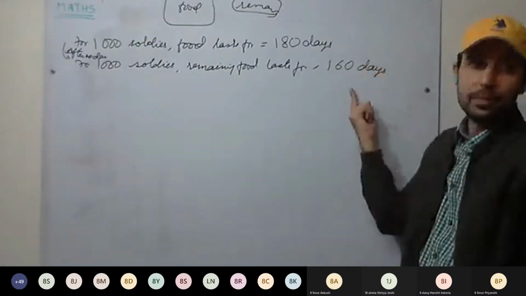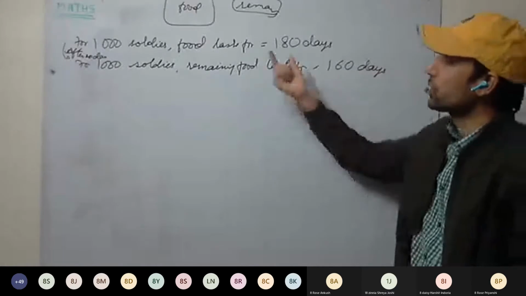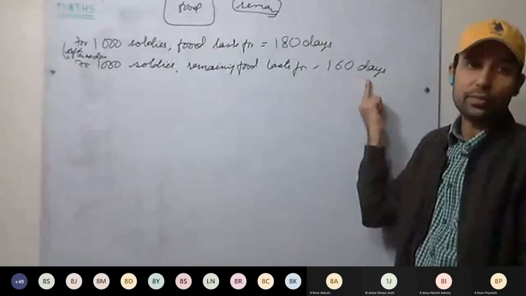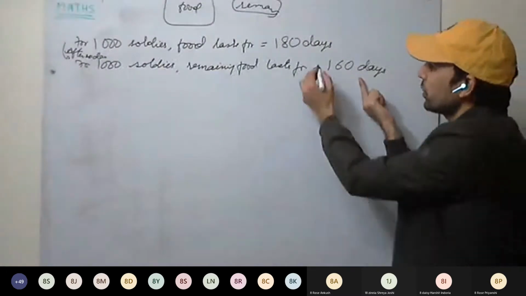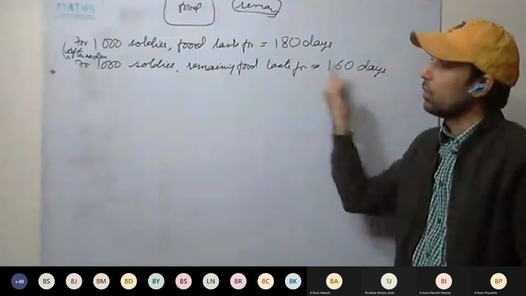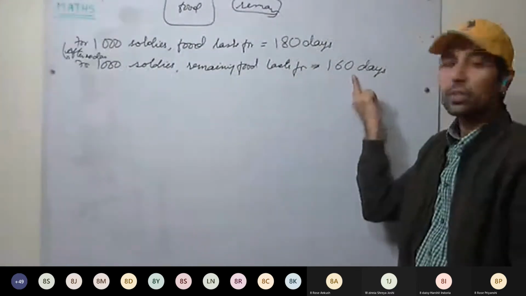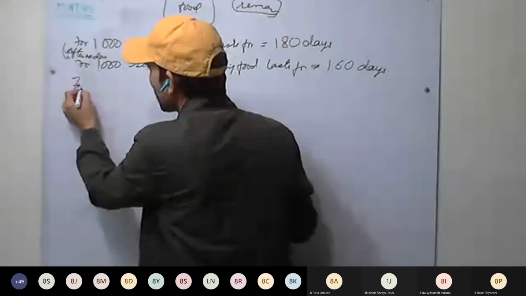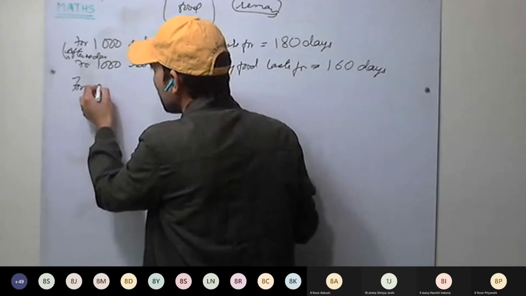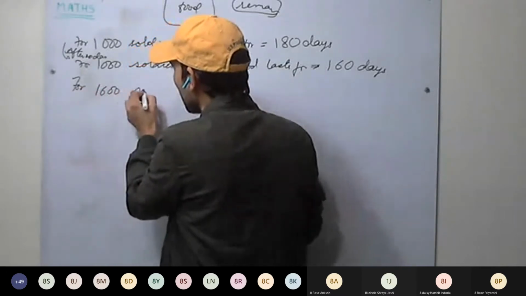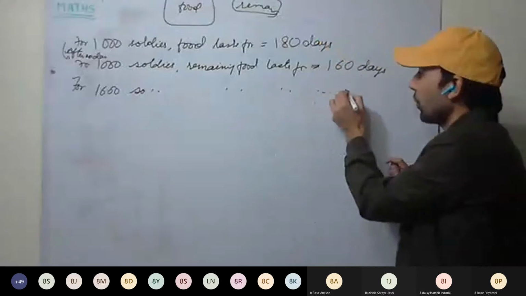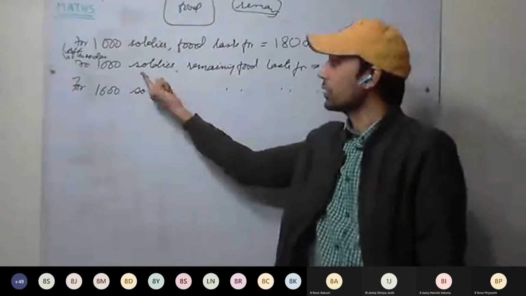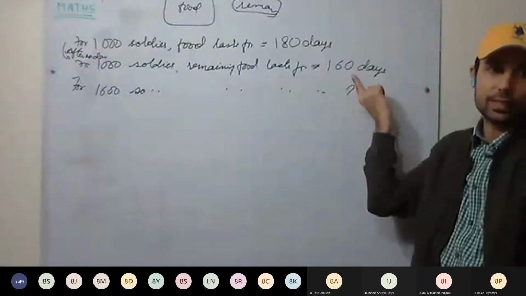This is fine. Have you understood this one? So some food they have eaten for 20 days. And now the remaining food is just for 160 days. Okay. For 1000 soldiers, the remaining food will last for 160 days. But now the soldiers have increased. How many soldiers are there? 1600. The remaining food will last for how many days? This we have to calculate. Understood this one? So for 1000 soldiers, remaining food will last for 160 days.